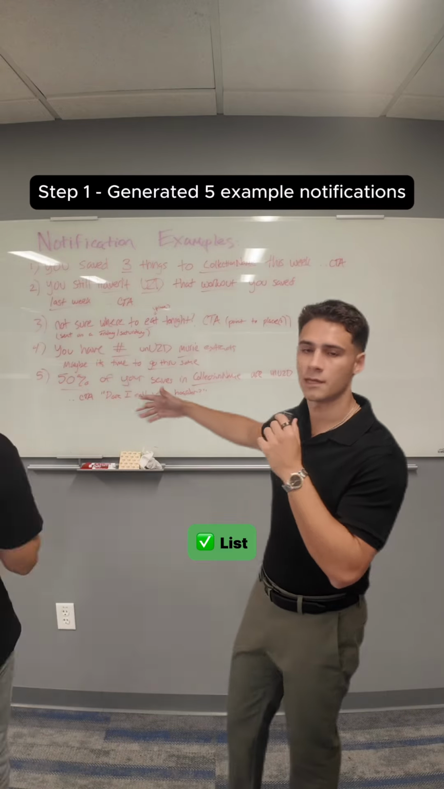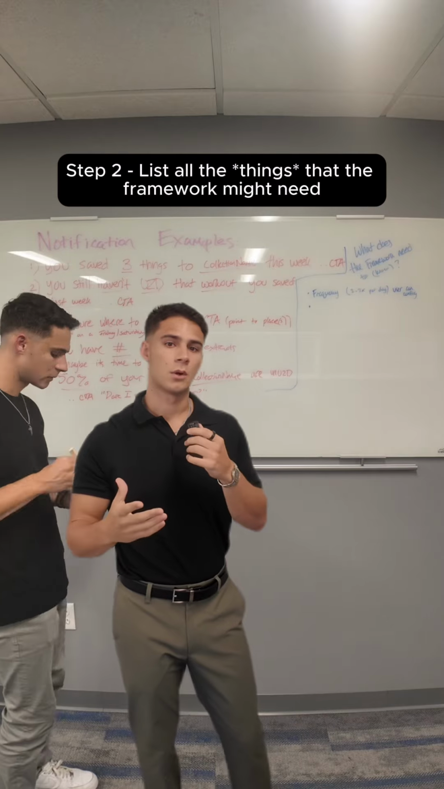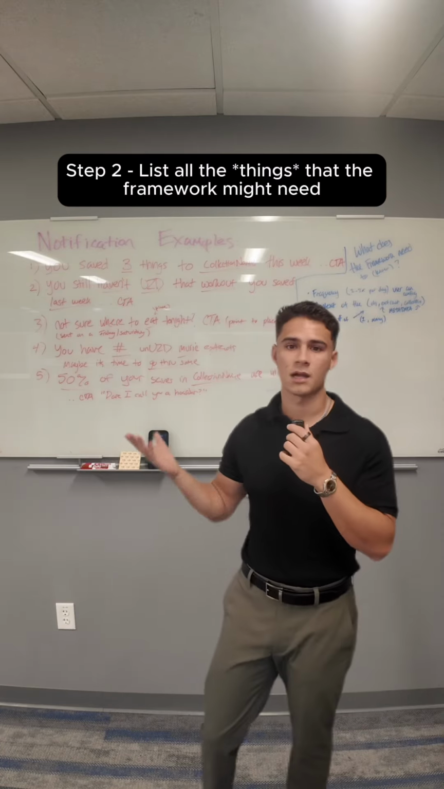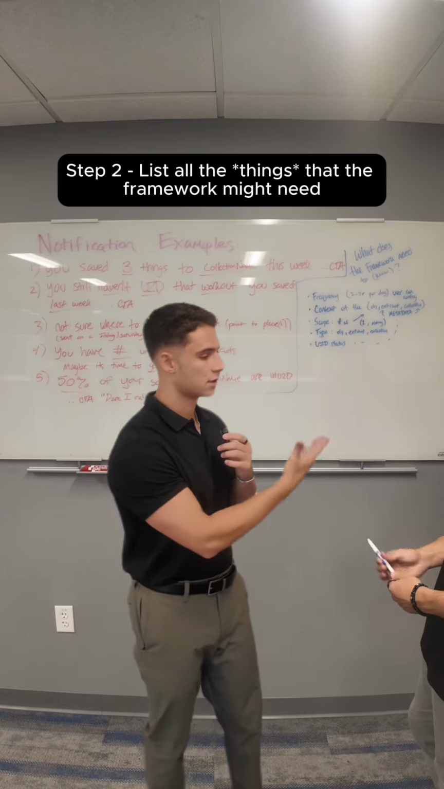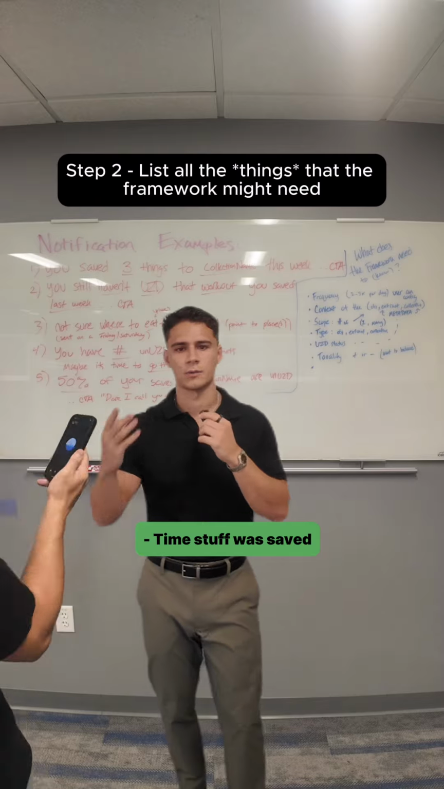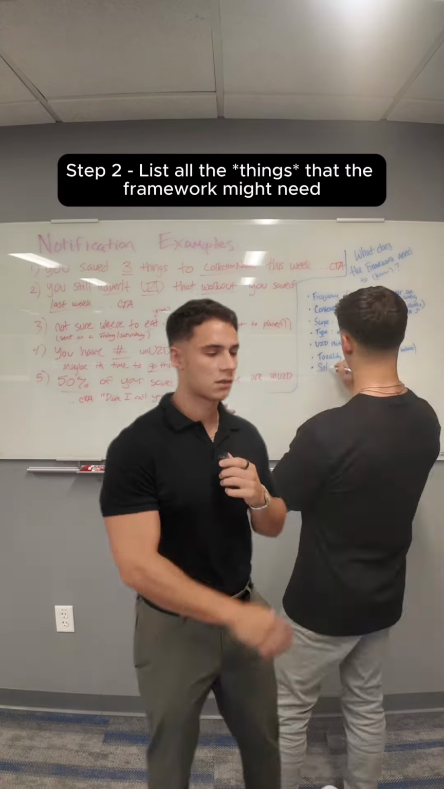Once I had a list of example notifications, then I needed to take a step back. What would the framework need to know? What would it need to be aware of? And this is difficult because each notification is very different and there's a lot of dynamism here. And so I went down this list of thinking, okay, well, it needs to have some awareness of time, some awareness of the actual data that we're talking about. Is it a workout? Is it a restaurant? Is it a collection? Is it stuff like that? And so I went through that list.